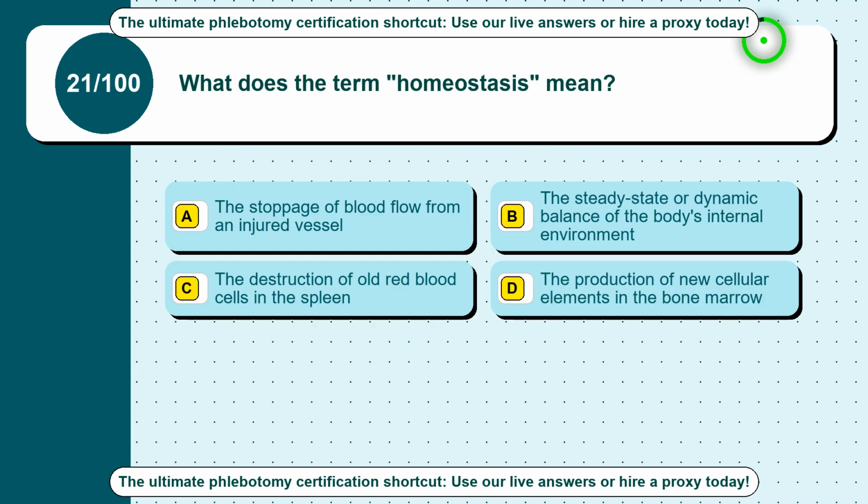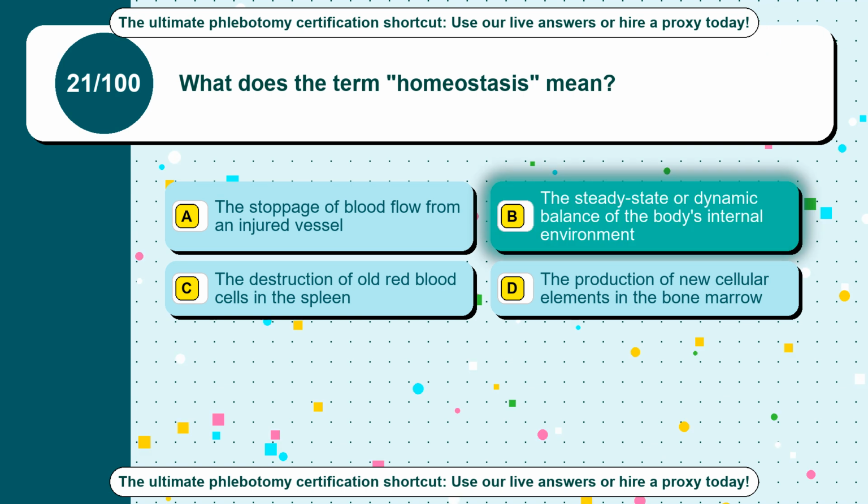Question 21. What does the term homeostasis mean? Option A, the stoppage of blood flow from an injured vessel. Option B, the steady state or dynamic balance of the body's internal environment. Option C, the destruction of old red blood cells in the spleen. Option D, the production of new cellular elements in the bone marrow.